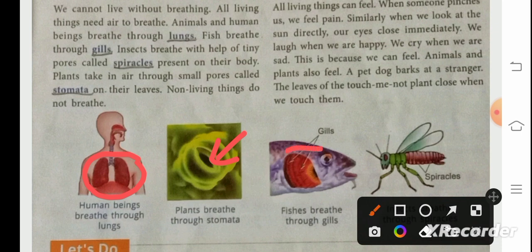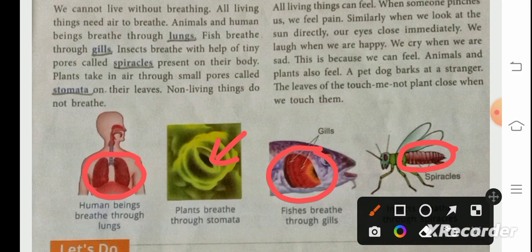And these are the gills. With the help of gills fish breathe. And here, as I said, these are spiracles. Spiracles are very tiny pores present on the insect's body. So those tiny pores we call spiracles. With the help of spiracles insects breathe.